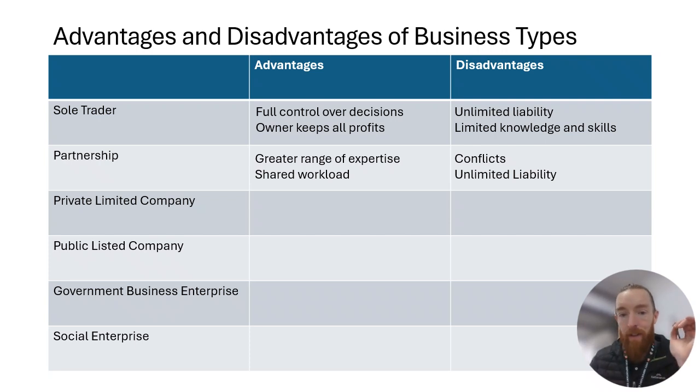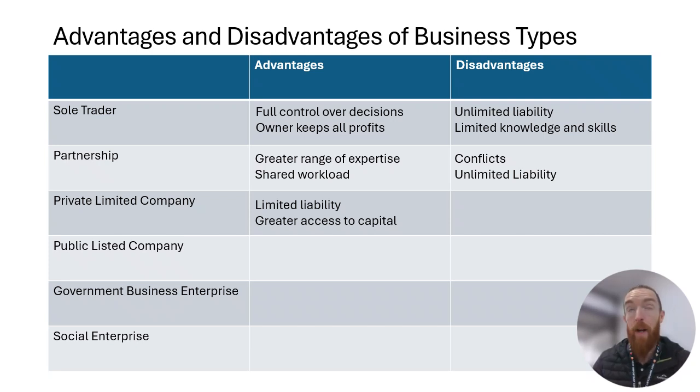You also have unlimited liability still. So the two of you still have to share all of that debt. With a private limited company, we've got limited liability, which is great. So we're not responsible for our debts. We've got greater access to capital because we've got up to 50 people to draw that funding from.